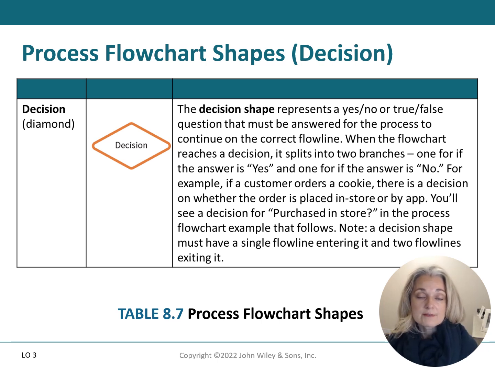In the process flowchart example that follows, note that a decision shape must have a single flow line entering it and two flow lines exiting it, because there's that true, false, yes, no decision occurring.